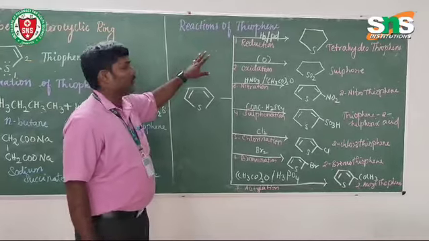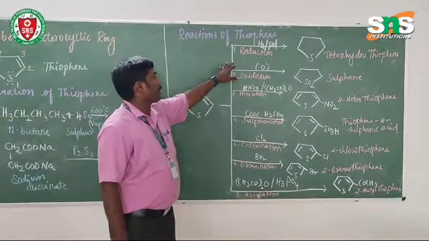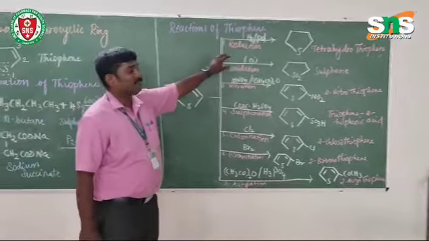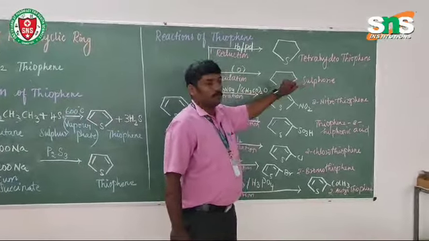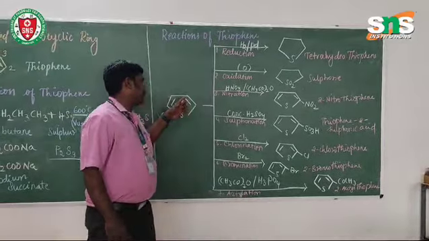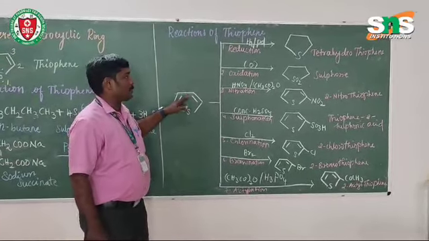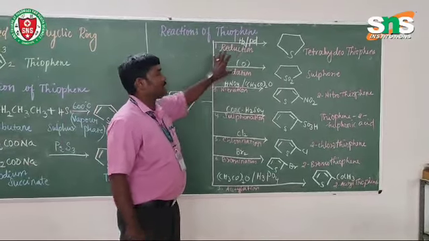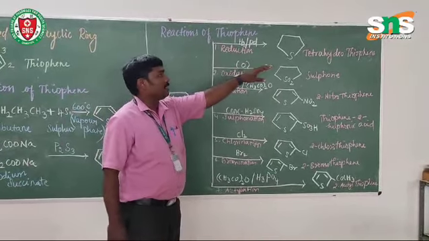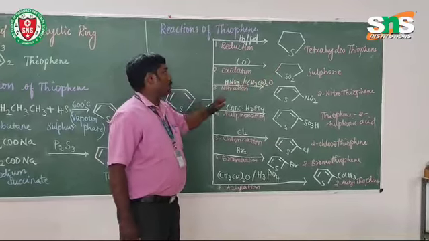The first reaction of thiophene will be reduction. Thiophene on reduction with a palladium catalyst will give tetrahydrothiophene. Here two double bonds are present, and they will become saturated. So thiophene on reduction with the palladium catalyst gives tetrahydrothiophene.